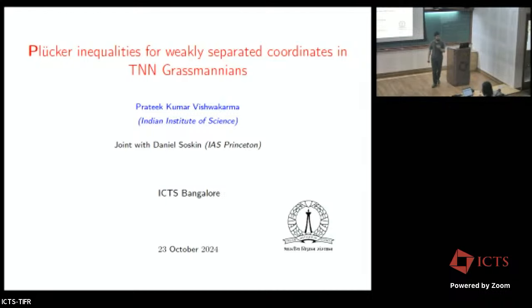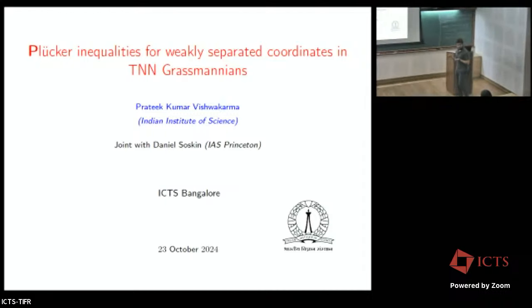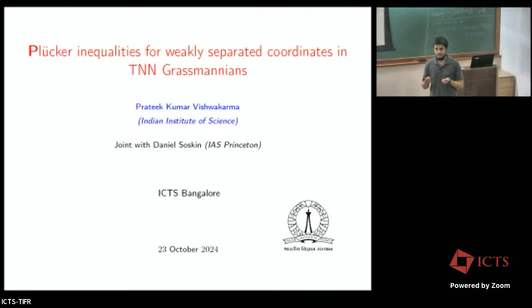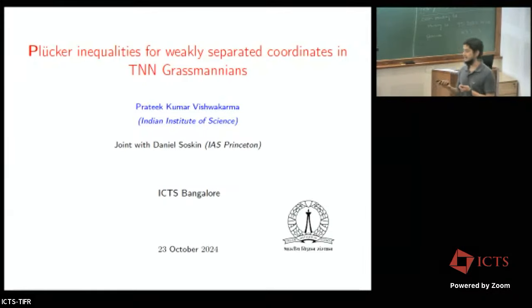Thank you very much to the organizers for giving me the opportunity to participate and give a talk here. This is a joint work with Daniel Soskin in which we discover certain determinantal inequalities that very naturally appear over the totally non-negative Grassmannians. The origin of these inequalities is in matrix determinantal inequalities. So let me very quickly go through.